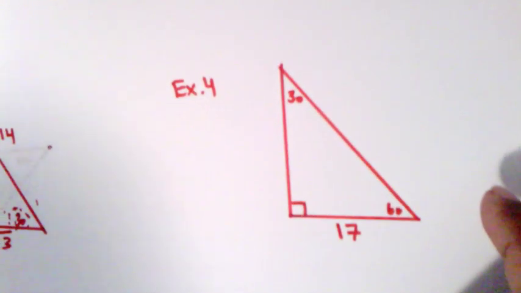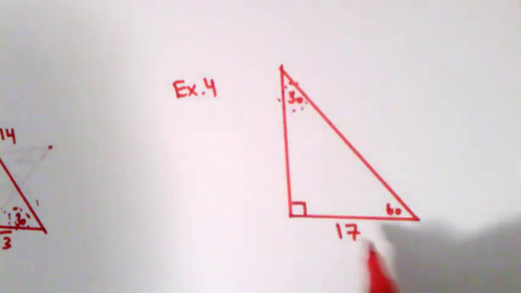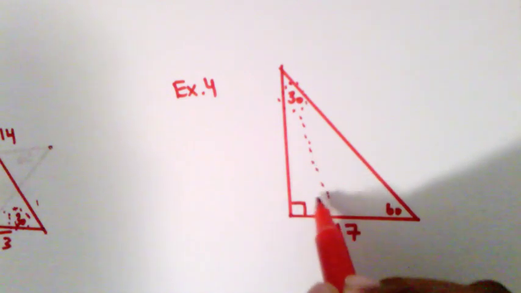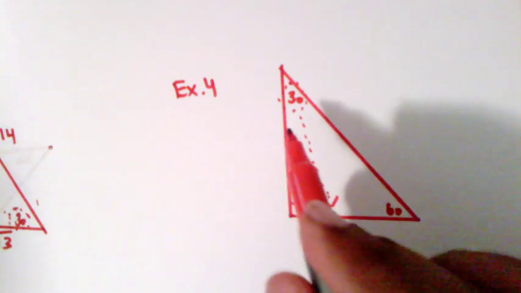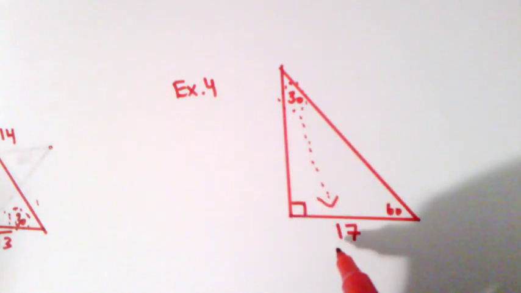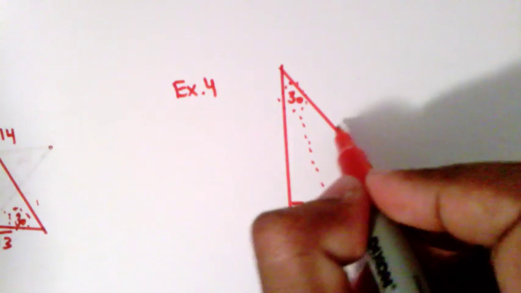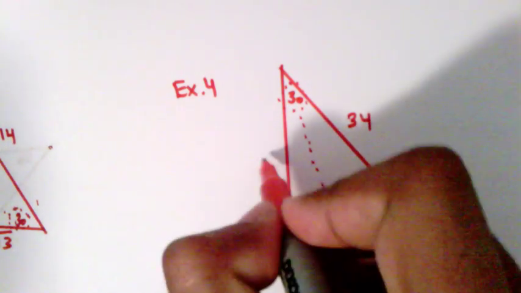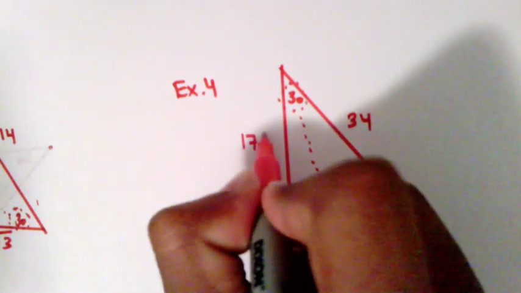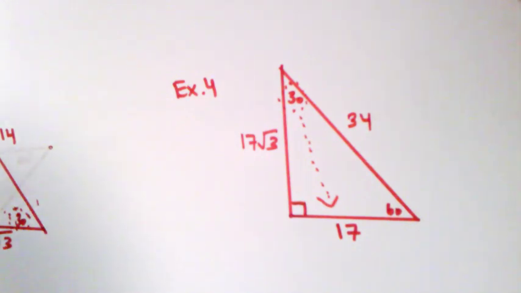Again, where's my 30-degree angle? Find it, and it's right there. That's across from 17, and again, tell yourself the side opposite 30 degrees is always half of the hypotenuse. So for the hypotenuse, we take 17 and multiply it times 2, and that's going to give me 34. Very easy. And now to find this final side, that's going to be 17 times radical 3. Very easy problem.